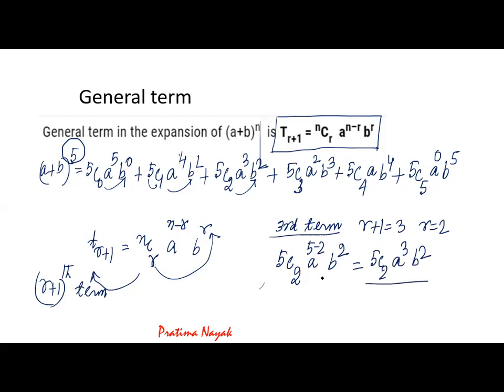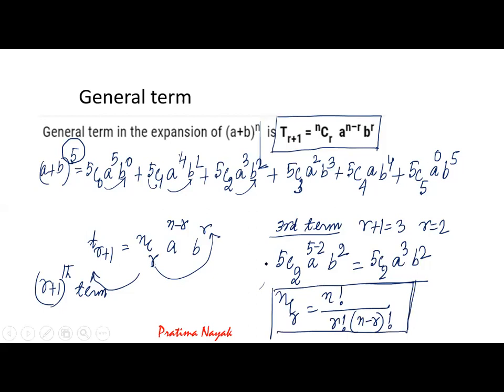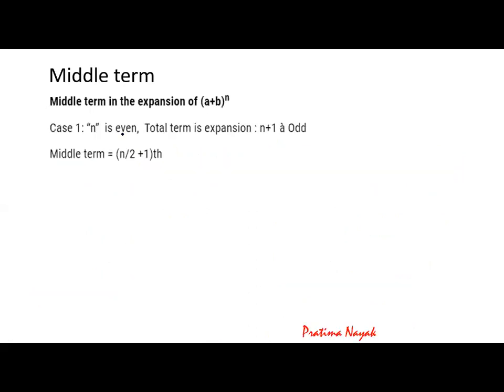And another thing I want to point out, you should know the combination result, then only you can do it very quickly, otherwise it will be difficult. NCR is equal to N factorial by R factorial into N minus R factorial. If you don't know, or if you have forgotten, please note it down, and this will help you. Now coming to the middle term.